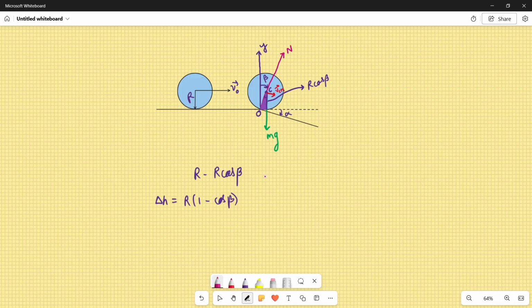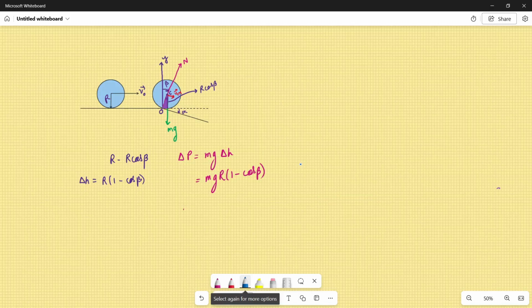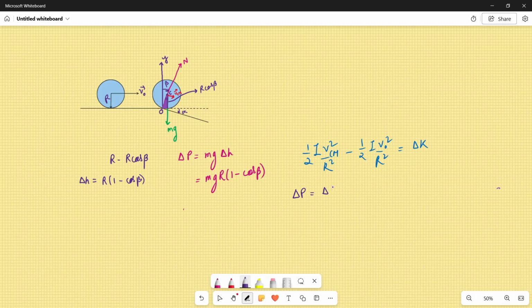So the difference in potential energy is delta P equals mg delta H, which is equal to mgr(1 minus cos beta). The difference in kinetic energy would be half moment of inertia v center of mass squared by r squared minus half I v naught squared by r squared. This is delta K. So according to the law of conservation of energy, delta P equals delta K.